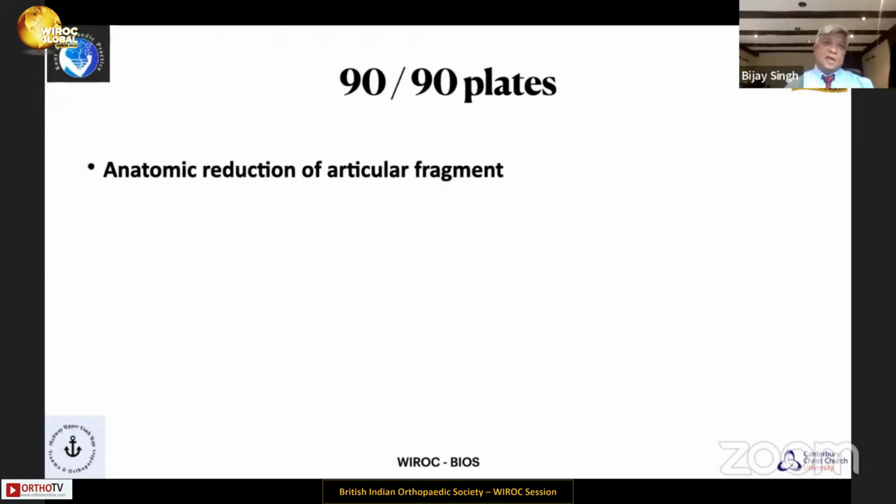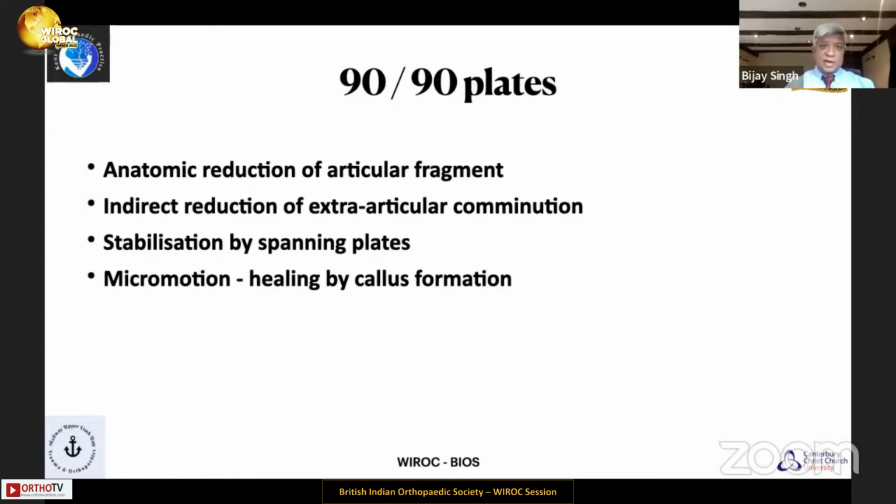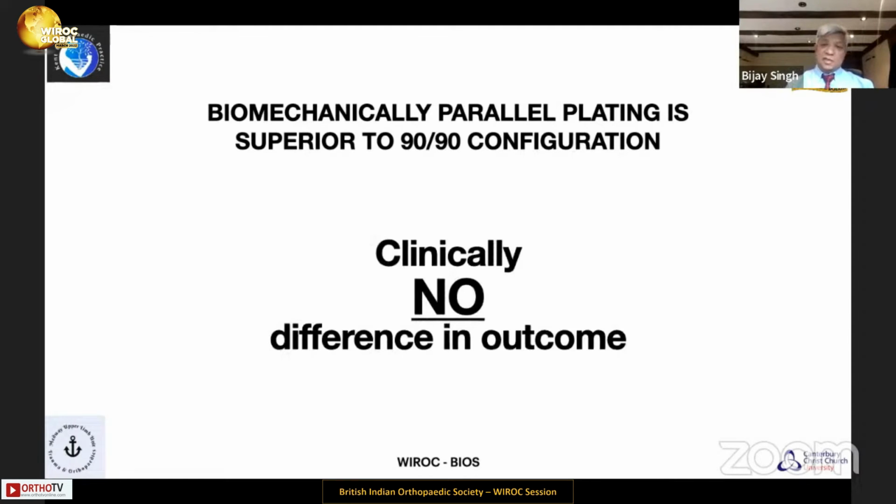The 90-90 plates are easier than putting the parallel plates, but once you are used to doing the parallel plates, they become fairly easy as well. Indirect reduction for extra-articular comminution, stabilized by spanning plates, and micromotion healing by callus formation. If you look at literature, biomechanically parallel plating is superior to 90-90 configuration, certainly in the rotational element, but clinically there is no suggestion that one is superior to the other.